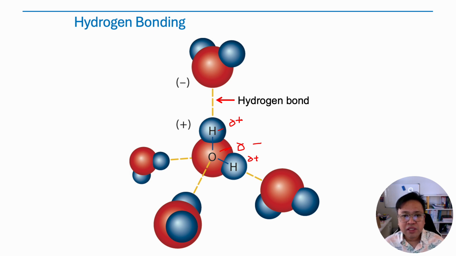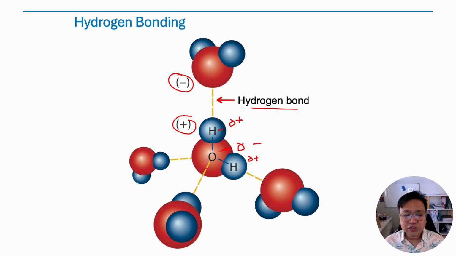This polarity leads to hydrogen bonding, where the partial positive hydrogen of one water molecule is attracted to a partial negative oxygen of another. These bonds, though individually weak, collectively have a significant impact on water's behavior. I am going to state the key characteristics of this bonding.